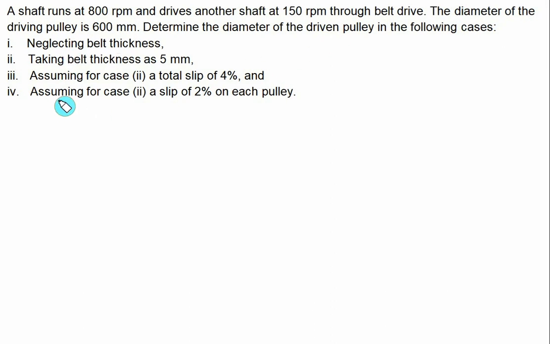First is neglecting the belt thickness. Second is taking the belt thickness as 5 mm. Assuming case 2, that is the belt thickness you have to consider, and we have total slip as 4%. Again you have to solve case 2, assuming the slip of 2% on each pulley.